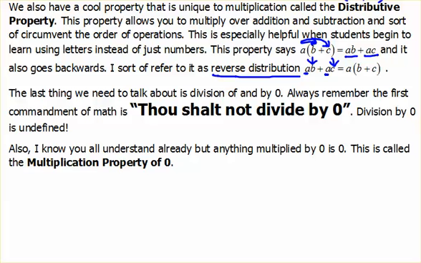Okay. Also, we need to talk about something that I know that you already know, but it's something worth going over. There is such a thing called the multiplication property of 0, and this says that anything that you multiply by 0 is 0. The product of that is 0. So anytime you have 0 as a factor, the product is always 0. So that's the multiplication property of 0.